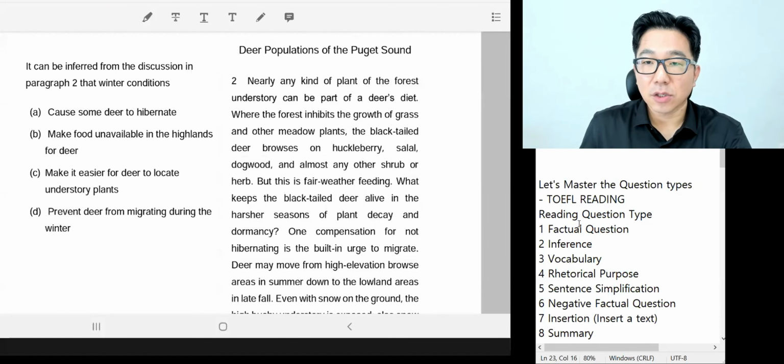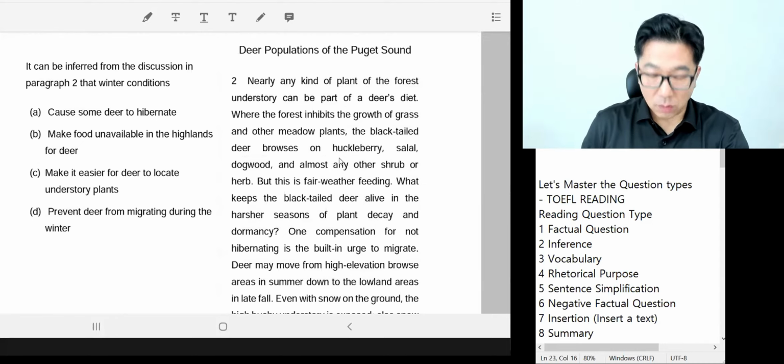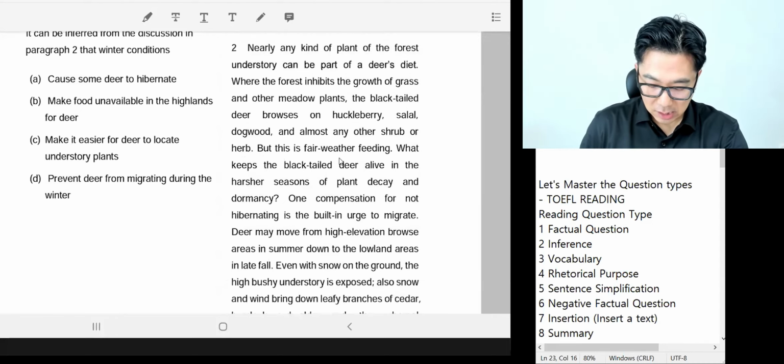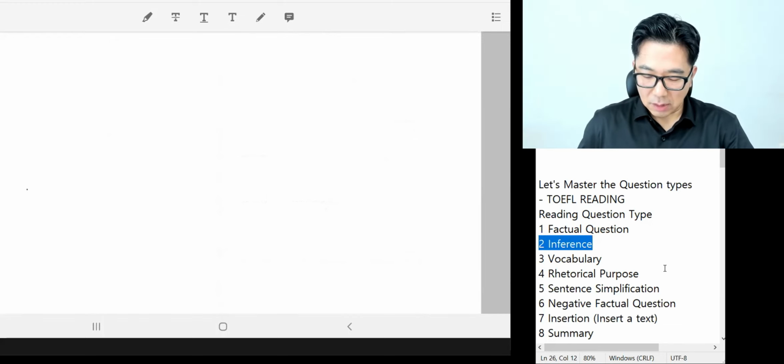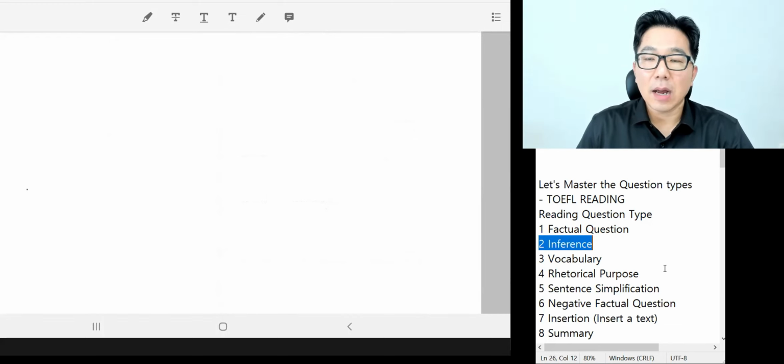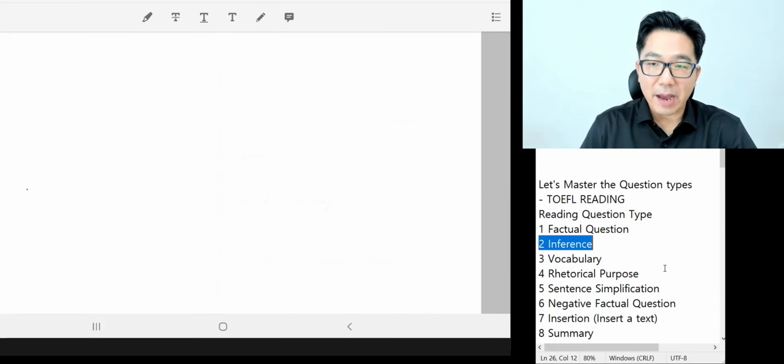So we are going to look at inference question type. All right. So today, as you can see on the small screen below my face, we are covering TOEFL inference question type in the reading section of the TOEFL test, as I said. All right, so let me explain to you, let me help you understand what this question type is all about.